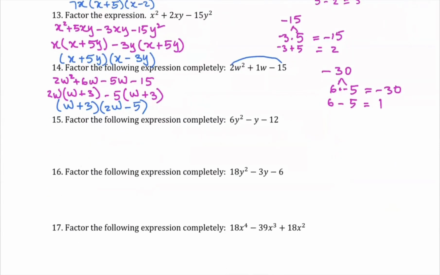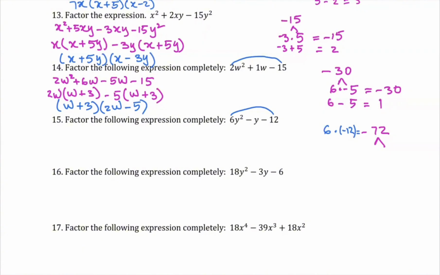We will continue to do that, the same scenario here. So we'll go a little faster here. Multiply 6 and negative 12. That will give you negative 72. So we multiply 6 times negative 12, that equals negative 72. Now we need two factors that when multiplied, they give you negative 72. And then when you add them, you want to get negative 1.